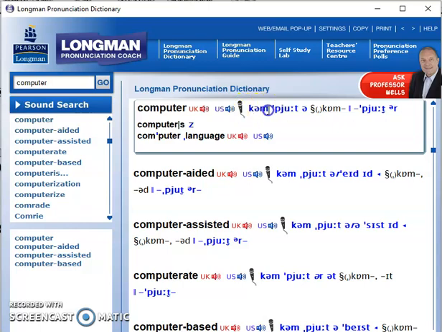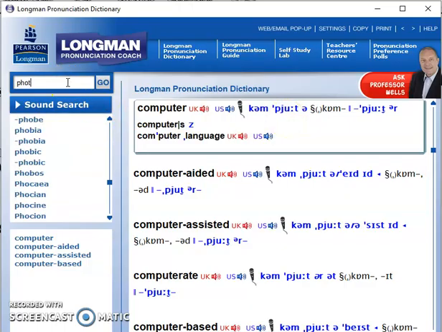Okay, so this word contains three syllables. Com, pu, ter, and a primary stress on the second one. Computer, computer. Okay, so let's look for another word.